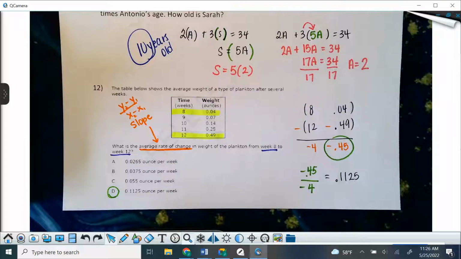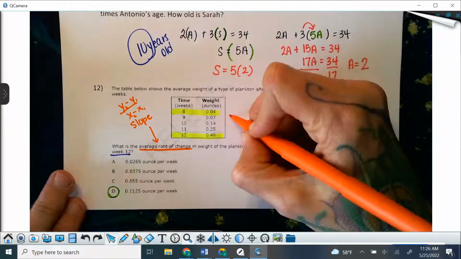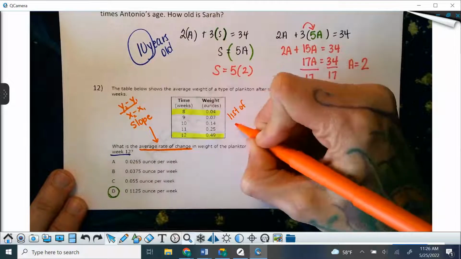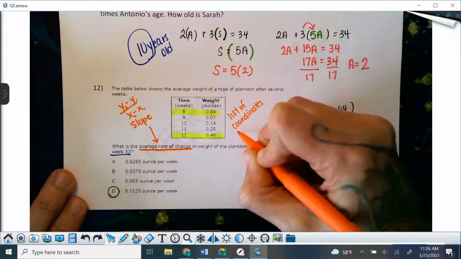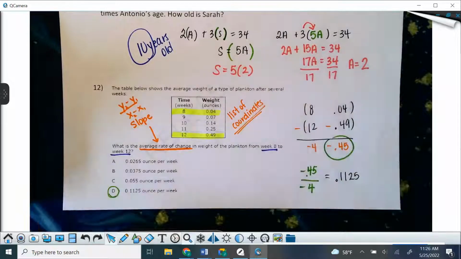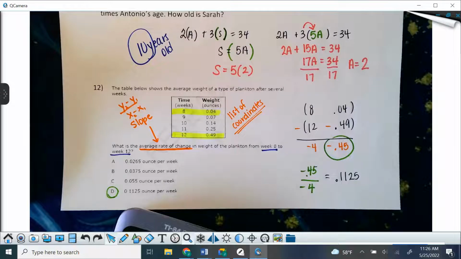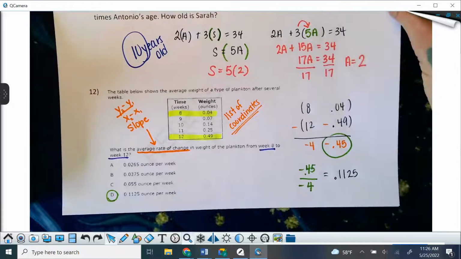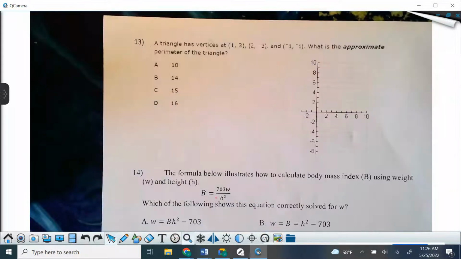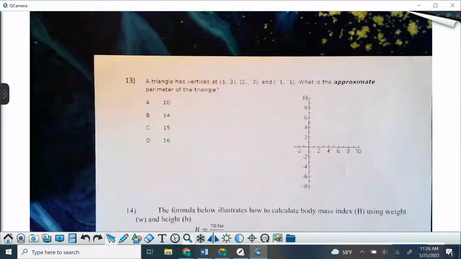So again, hear me out. If they make note of 2 specific coordinates in the table, because remember, a table is just a list of coordinates, then just use the 2 that they note. So just use the 2 they asked for. So week 8, week 12. If they had said week 9 and week 12, then you would have used 9 and 0.07. So if they make note of 2 and don't just hand you a table and ask you for the rate of change, definitely pull those guys out.